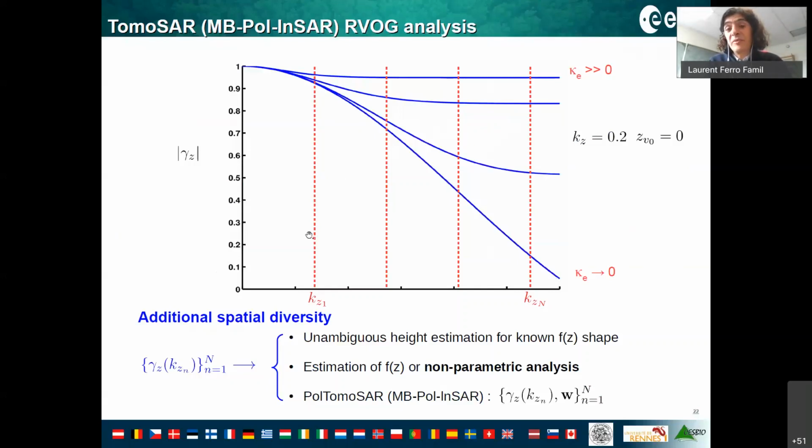If this kind of information is very rich, in fact, you may even want to leave the classical constant extinction hypothesis and to try to characterize the volume without any assumption on the vertical profile. This is what we call non-parametric analysis. You just know you're looking at the volume and you want to get it. And you may even want to complement this analysis by including, of course, polarimetric diversity.